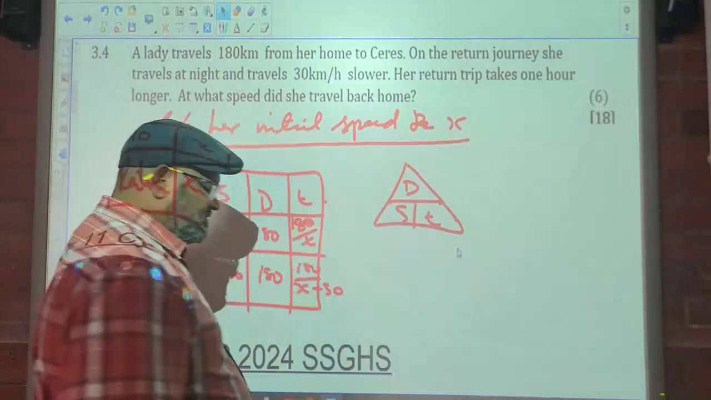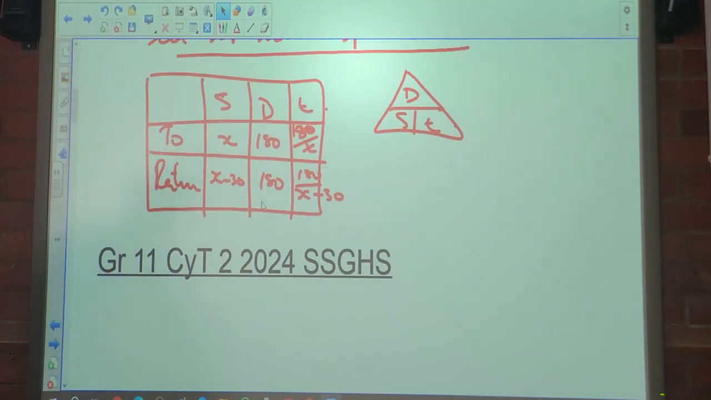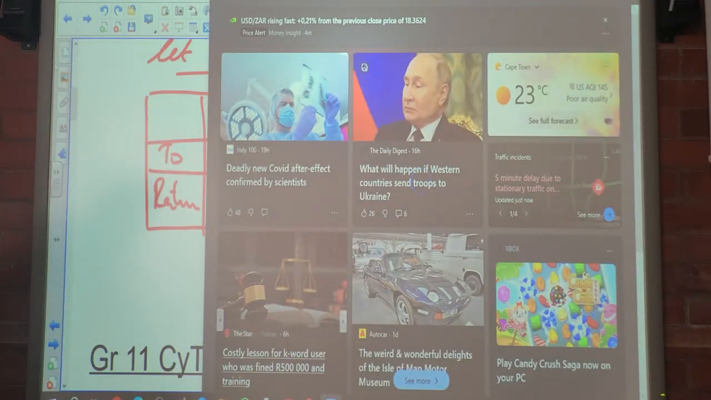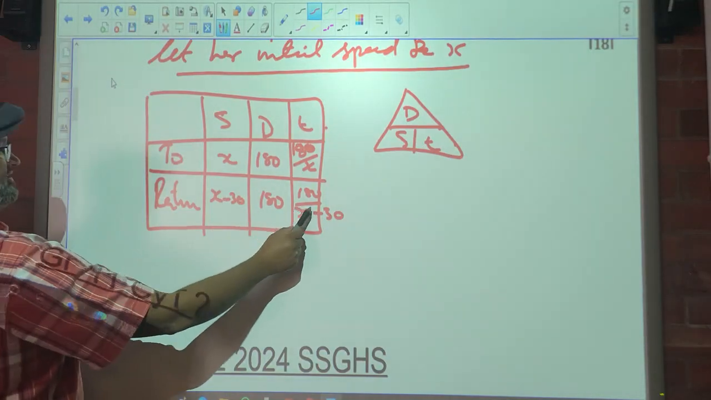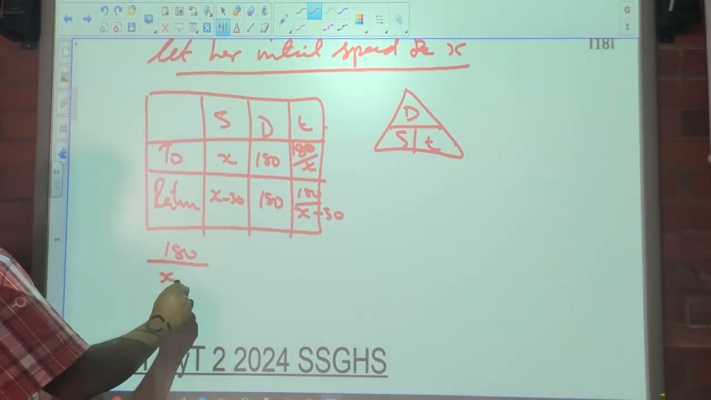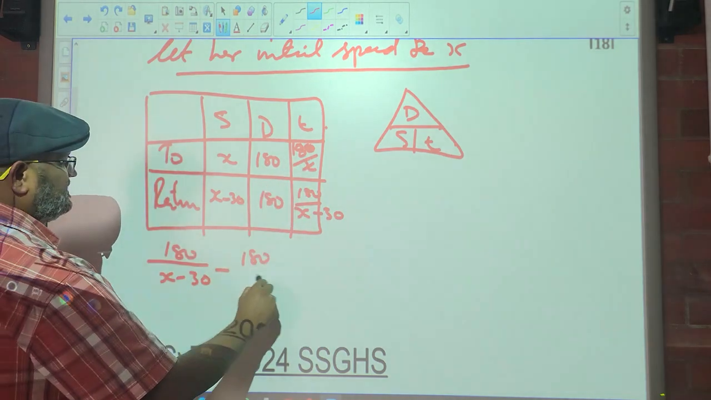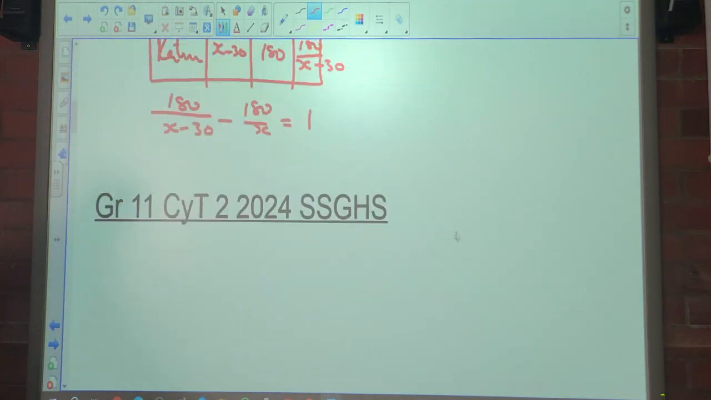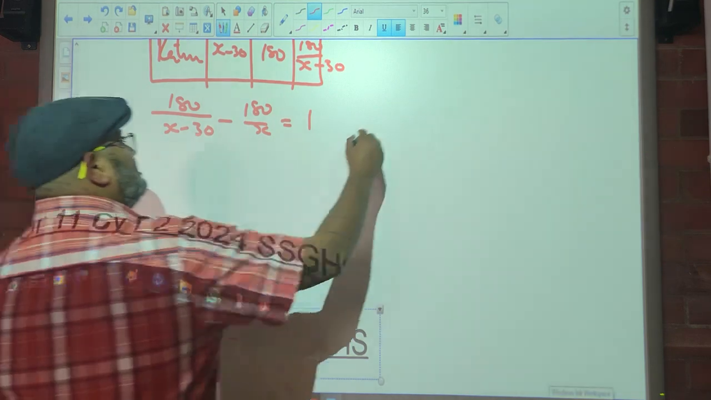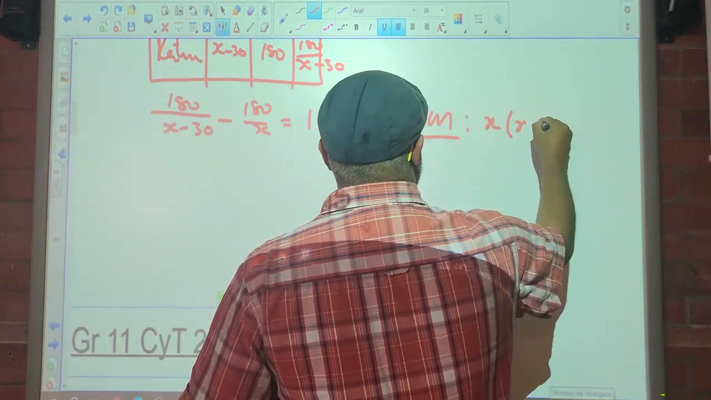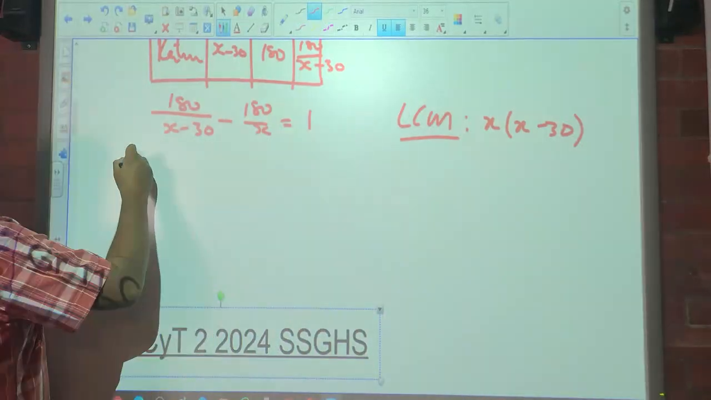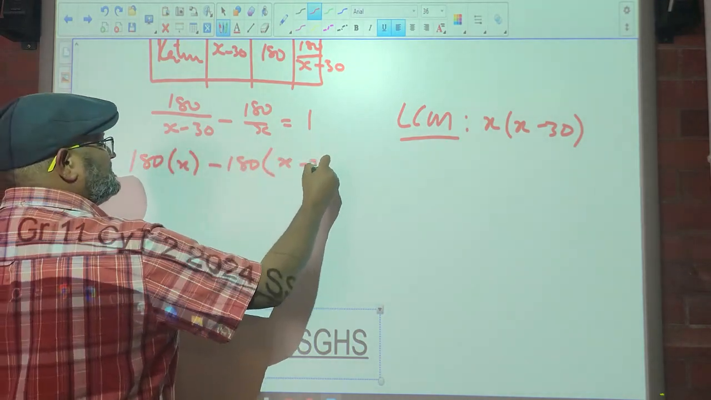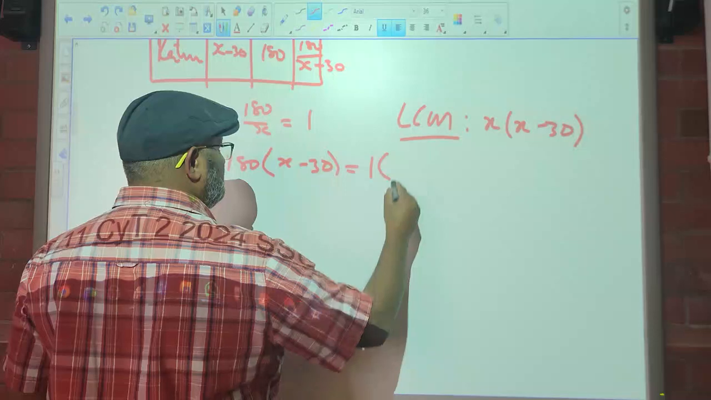To set up the equation, we now say it takes her 1 hour longer. So you must subtract the 2. Which one is going to be larger? The return. So it's 180 over x minus 30 minus 180 over x is equal to 1 hour. We take the difference of the 2, we should get 1 hour. What's your LCM here? LCM is x into x minus 30. So this must be multiplied by x, this must be multiplied by x minus 30, and this must be multiplied by the whole thing.